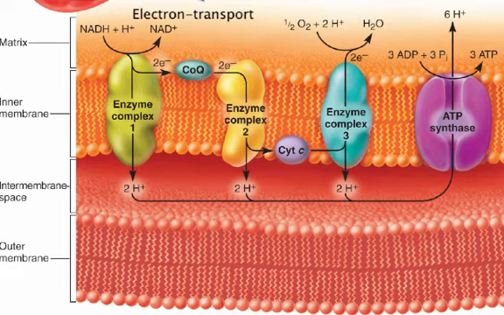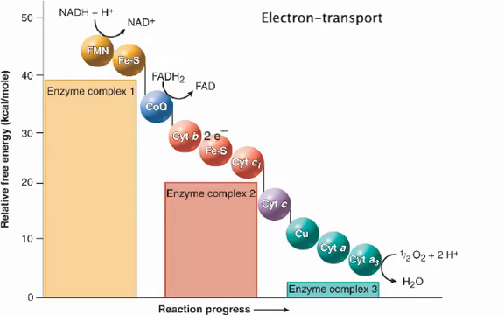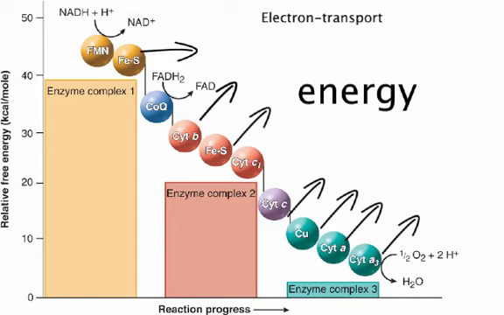Hydrogen atoms are split apart as they transfer from coenzymes to the chain. The protons are pumped into the intermembrane space, and the electrons travel in pairs along the transport chain. Each electron carrier in the chain becomes reduced when it receives an electron pair and oxidized again when it passes the electrons along to the next carrier. Energy is liberated at each transfer.